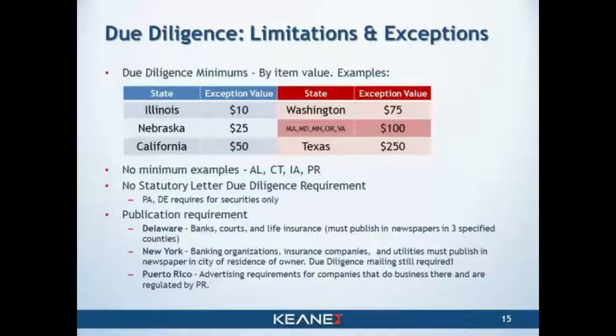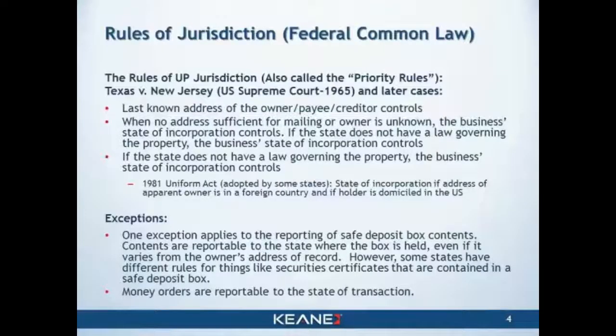And then the third refers to states or entities that have no governing unclaimed property laws. So really that refers to our foreign account holders. If you have a foreign address, then the property would go to the state of incorporation as well. So those are the three priority rules.